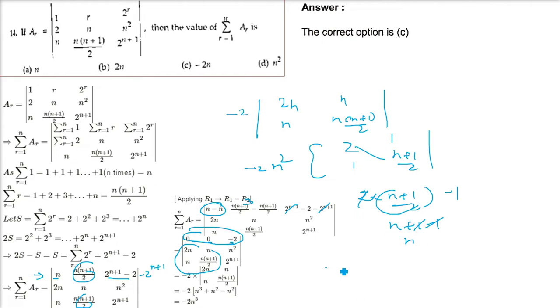Then you have minus 2n square outside. So it will be minus 2n cube. As I said, the answer is minus 2n cube. This is how it comes. There are various concepts being used here.